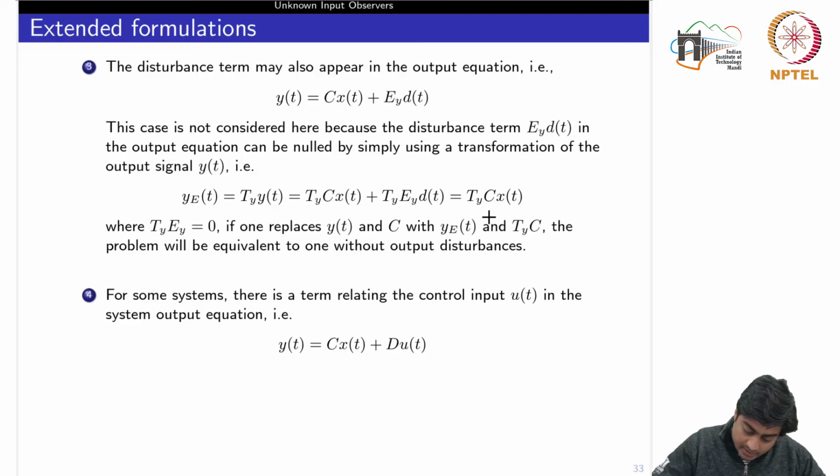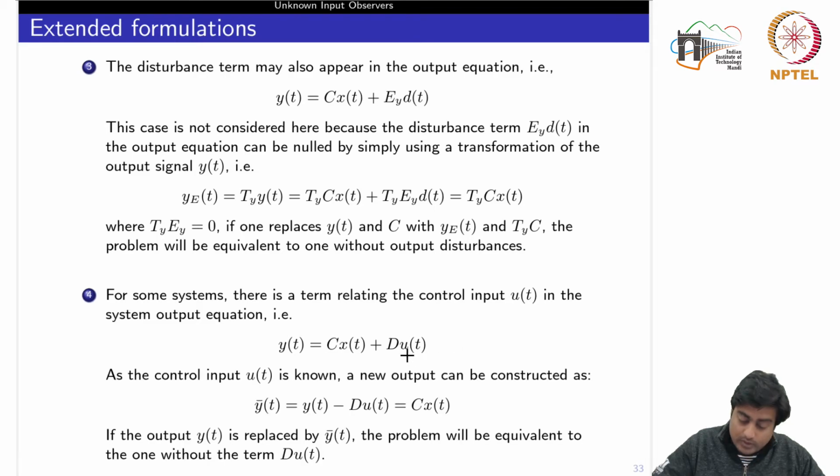Another generalization. Now, instead of having the disturbance term in the output equation, we could also have the input term in the output equation as plus Du(t), in addition to what we had seen earlier. Since this u is already measurable, we can take it on the left hand side and define a new output vector as y bar, which becomes equal to y(t) minus Du(t), and finally it would again become equal to C times x(t). So all these four formulations we can use with the standard formulation that we had introduced.